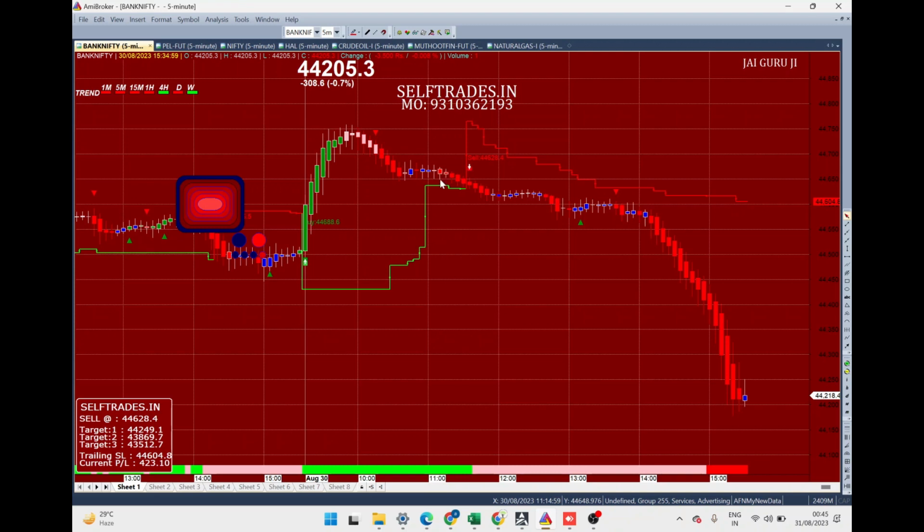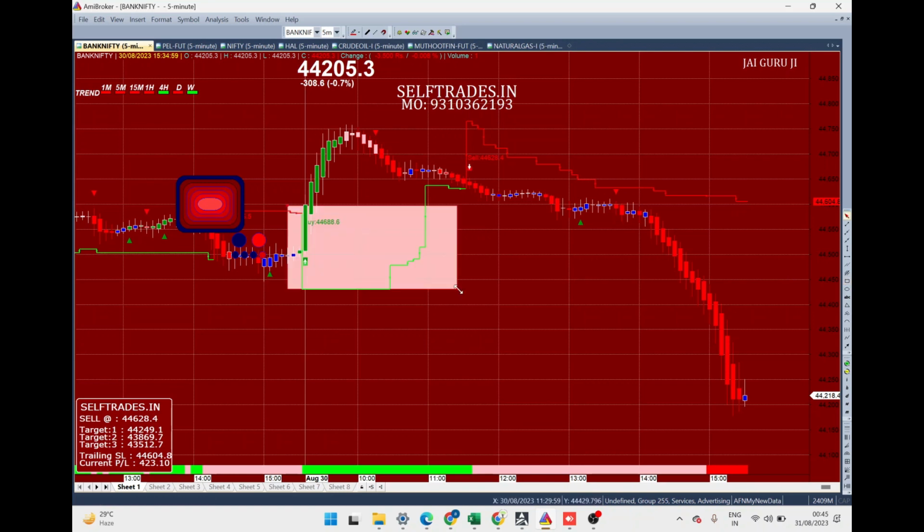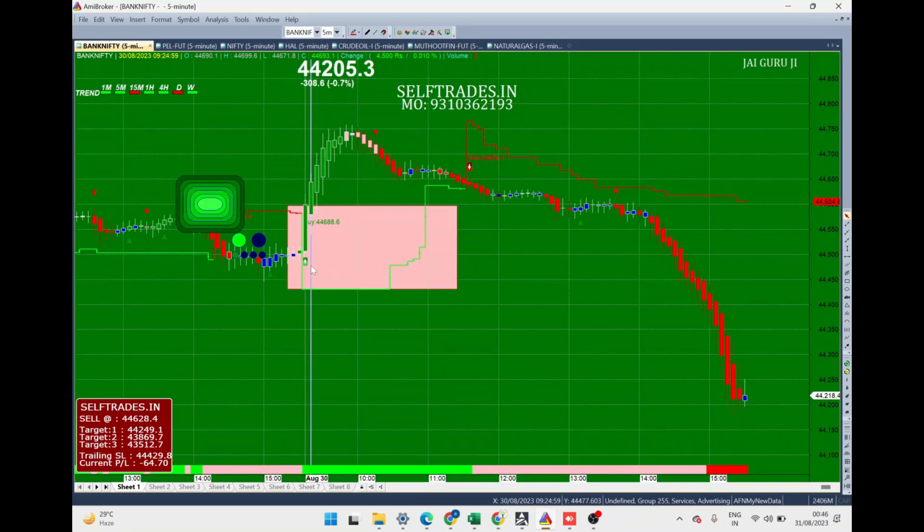So in the morning, the market gave a gap up opening. At around 9:20, we got a buy signal here which said buy at 44,688. This was at 9:20 am exactly. The line was green, the signal was green. We took a buy position. Market went up as per expected line. It made a high of 44,956, but from there the market started coming down.